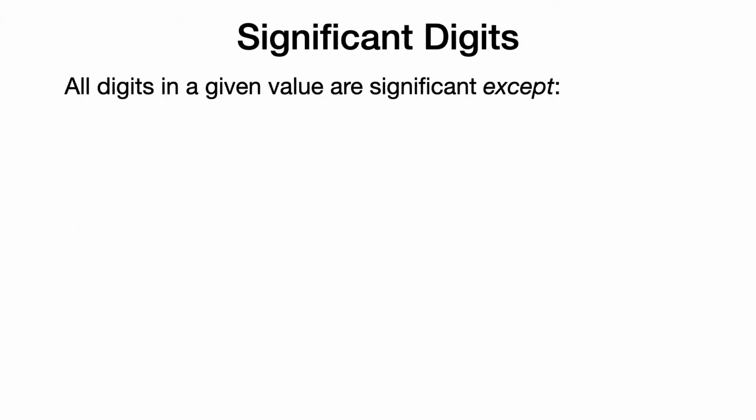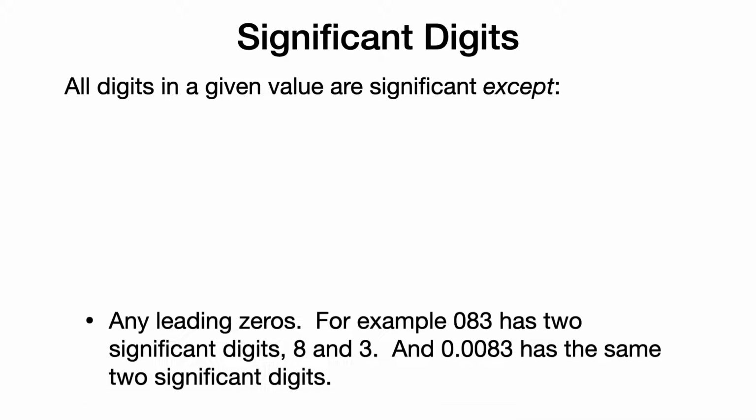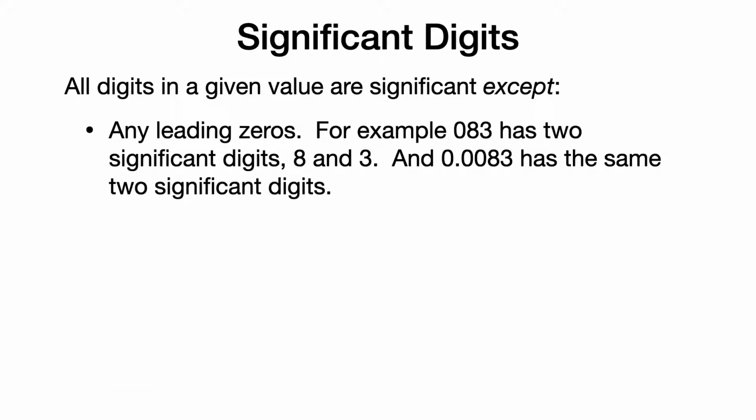Now, here are the basic rules. All digits in a given value are significant except the following. So, any leading zeros are not significant. For example, 083 has two significant digits, the 8 and the 3. The leading zero is not significant. The same thing is true for 0.0083. It has the same two significant digits. The other zeros are just placeholders.